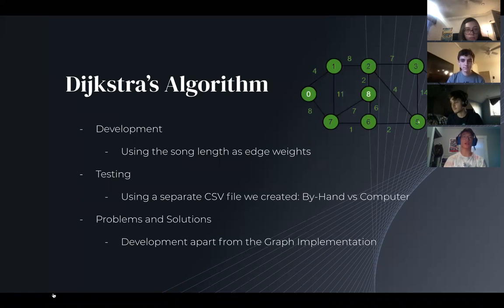We wanted to create a shortest path algorithm to create the shortest playlist in terms of listening time between 2 artists. We chose to use Dijkstra's algorithm because our songs cannot have a negative song length. To do this, and to test this, we created a short CSV file that we applied Dijkstra's algorithm to by hand. Then we tested the code by comparing the paths output by the computer and the paths we found doing the traversal by hand.